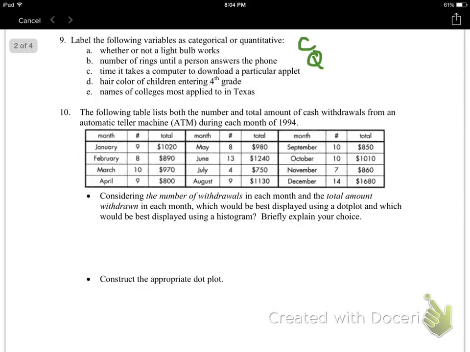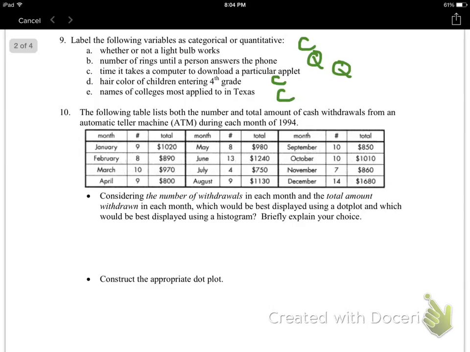Time it takes for a computer to download a particular app, that's a measurement, that's quantitative. The hair color of children entering the 4th grade, that's categorical. And the names of colleges most applied to in Texas, that's categorical.